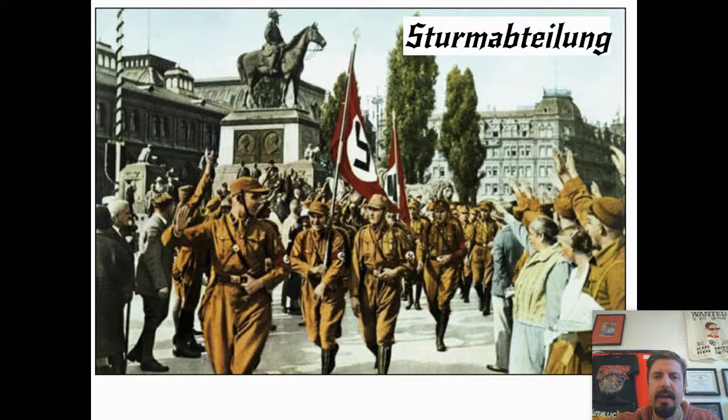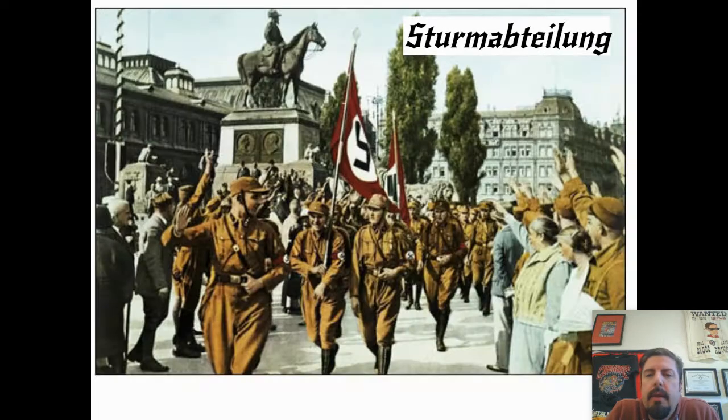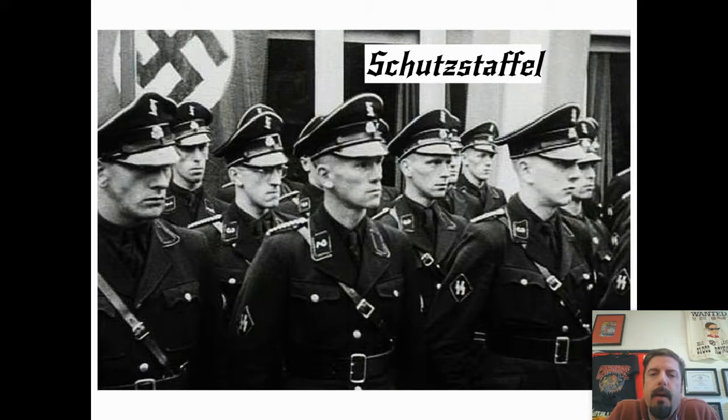Here's a picture of the SA, the so-called stormtroops, the thugs, led by Ernst Röhm, who were eventually gotten rid of and amalgamated into the German army in 1934. Here's a picture of the SS, the so-called elite group set up by Heinrich Himmler that eventually took over as the main paramilitary group from the SA.